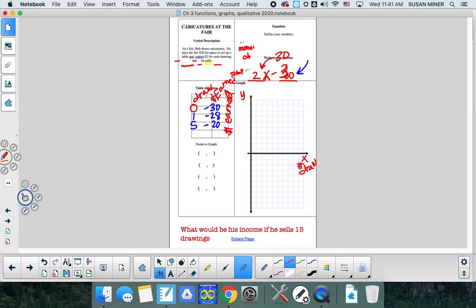30 times 2 would be, so my x was 30. 30 times 2 would be 60 minus 30. I'd have $30. Oh, this is looking even better. So let's go ahead and graph some of this.